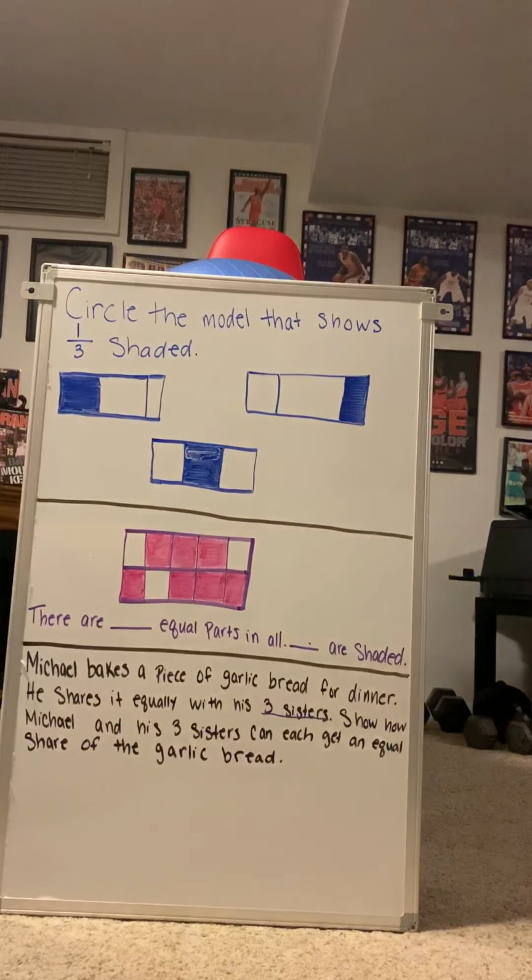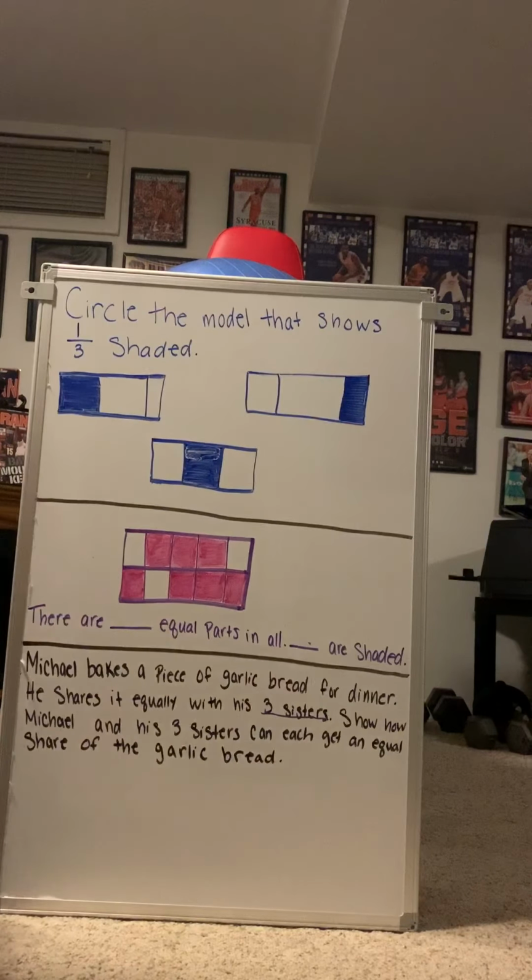So, to the exit ticket, this behind me is what we would be doing in class. I wrote it down on my whiteboard so it would be easier for you to all see. We're going to start off with the first question that says, circle the model that shows 1/3 shaded.